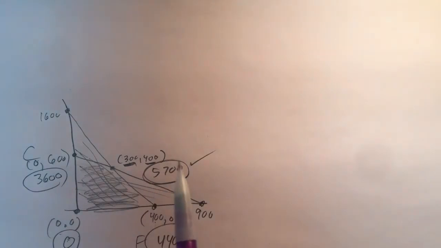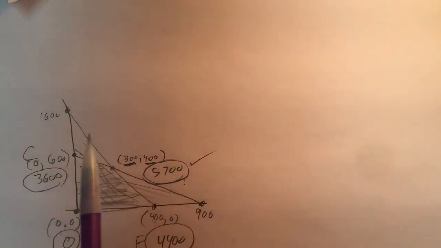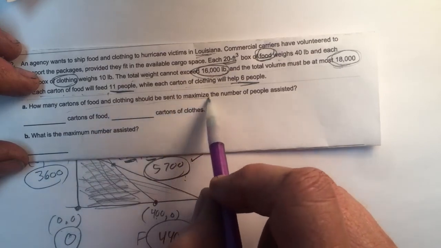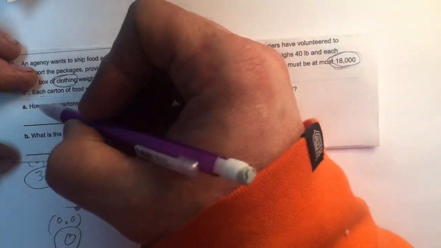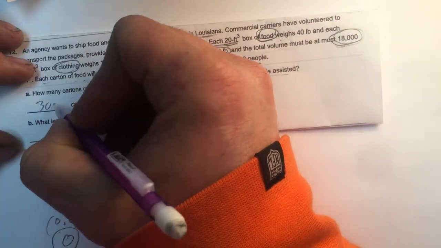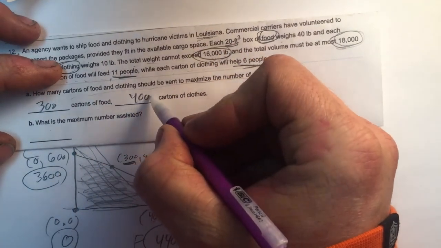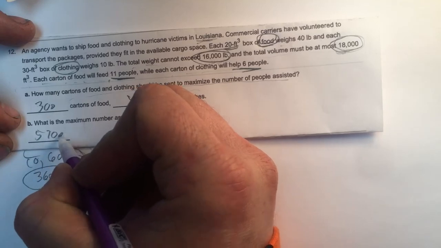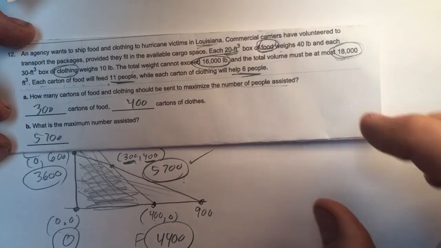So that would be my answer. That's what this says right here: how many cartons of food and clothing should be sent to maximize the number of people assisted? I need 300 cartons of food, 400 cartons of clothing, and the maximum number assisted would be 5,700 people. And there you go. That's how you do it.